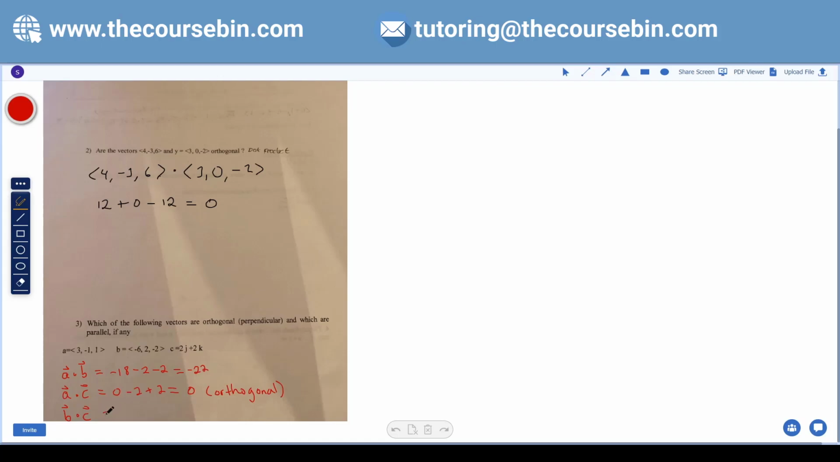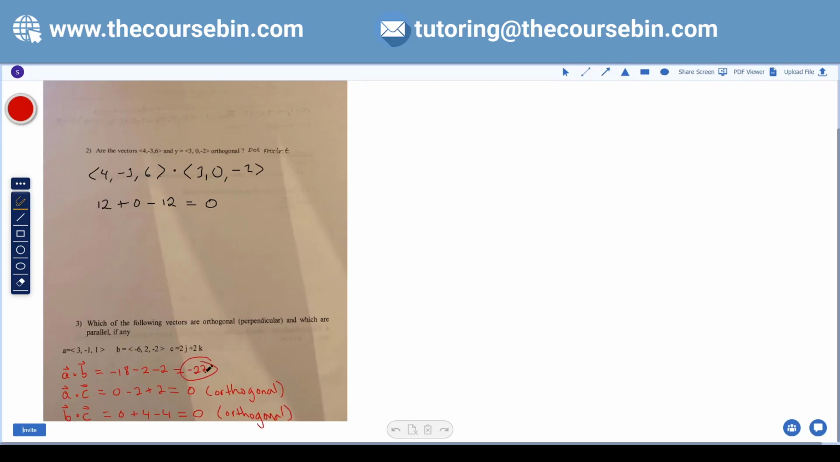Okay, so let's see here. B dot C, we get negative 12, 0, plus 4 and then minus 4. So this is also 0, right? Therefore, these two are orthogonal to each other.